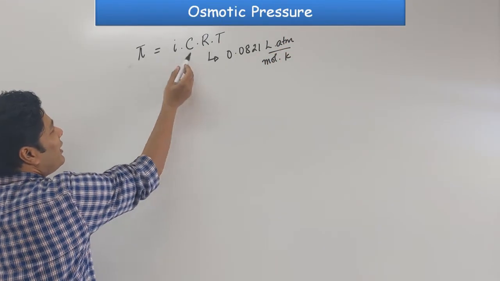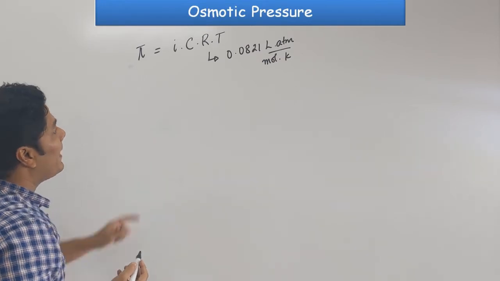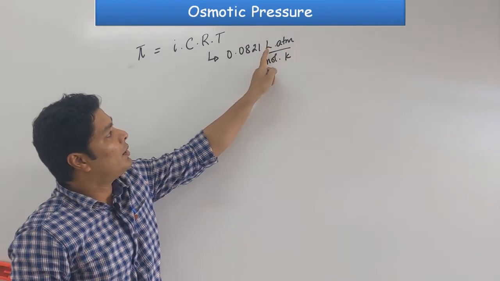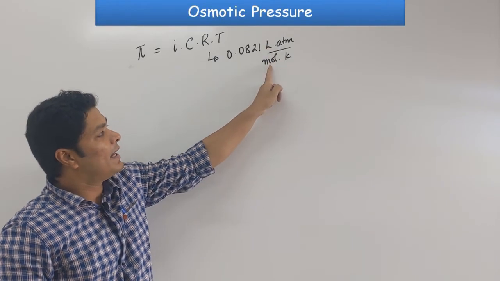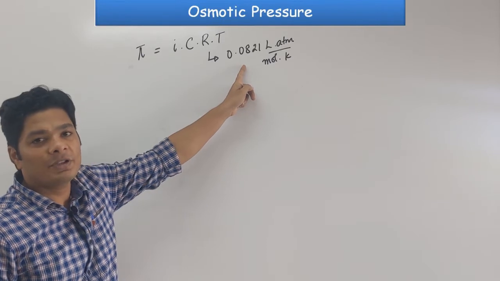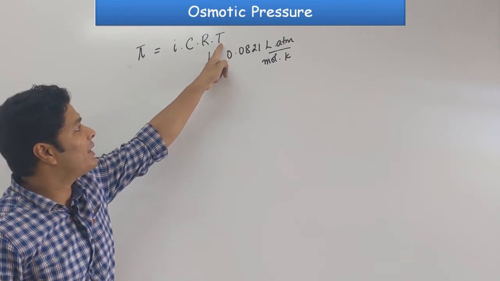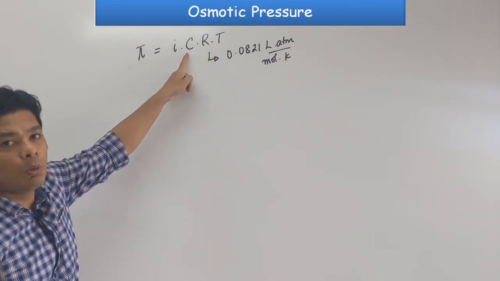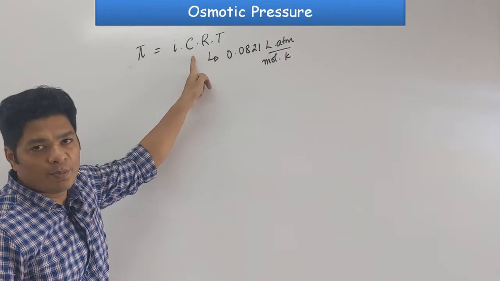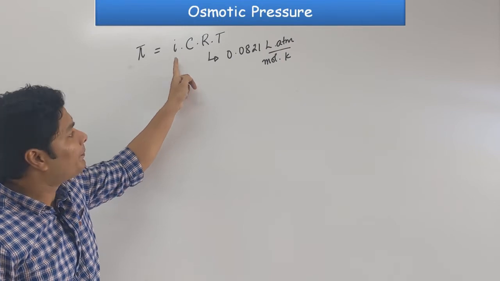This looks like PV equals nRT. Because it looks like PV equals nRT, P is atmosphere, V is liter, n is mole, T is Kelvin. So this is 0.0821. For practical purposes, it is 0.08. Temperature is in Kelvin. C is concentration in moles per liter, because this is liter and moles inside. So this has to be moles per liter. i is the Van't Hoff factor.